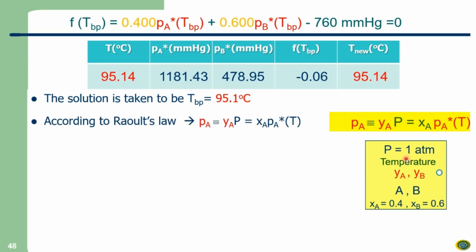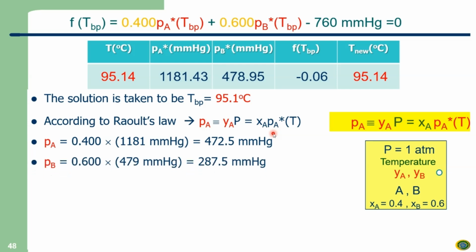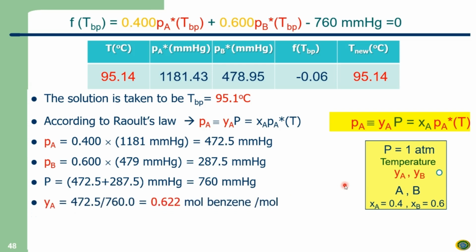So according to Raoult's law, you know that you have this already. XA is the initial condition, right? So PA you will know, YA you will know. So you know partial pressure A, partial pressure B, and of course these two together will be 760 total pressure. And you know the YA, and you know the YB.